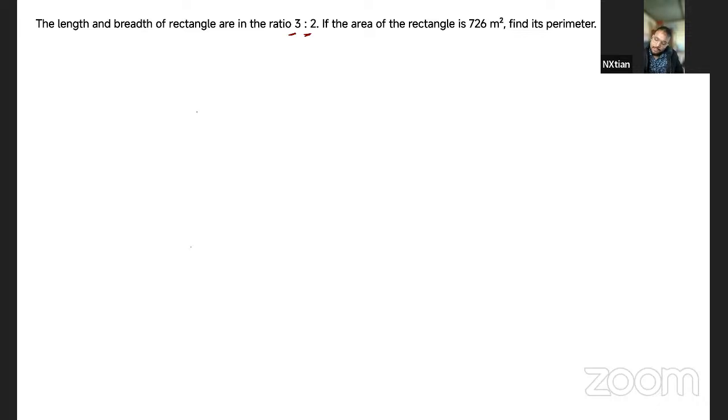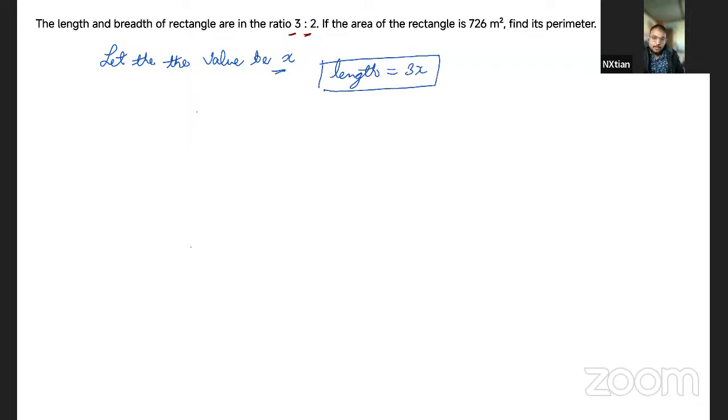How will I find the real value? First I will let the value be x. Whenever a ratio form question comes, how will you write? Length is 3x, because 3 is given, so x is the real number which should be multiplied. In the same way, breadth will become 2x.